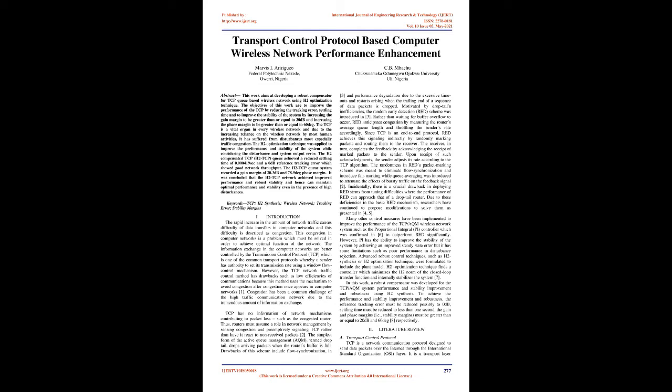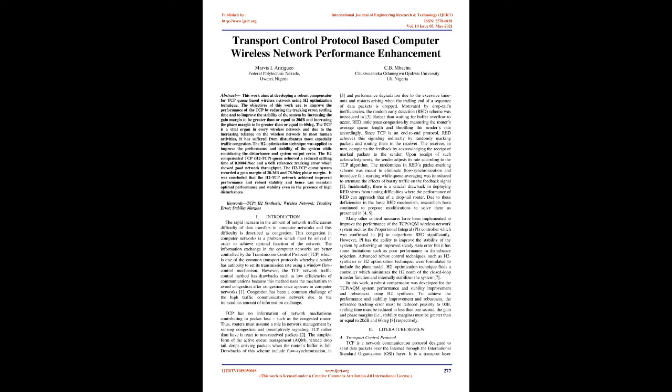of the common transport protocols whereby a sender has authority to set its transmission rate using a window flow control mechanism. However, the TCP network traffic control method has drawbacks such as low efficiency of communications, because this method uses the mechanism to avoid congestion after congestion once appears in computer networks.